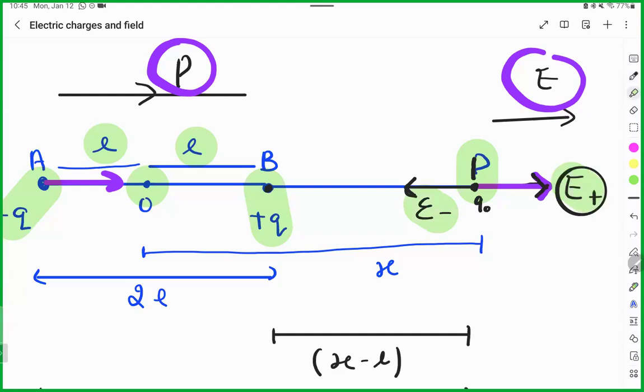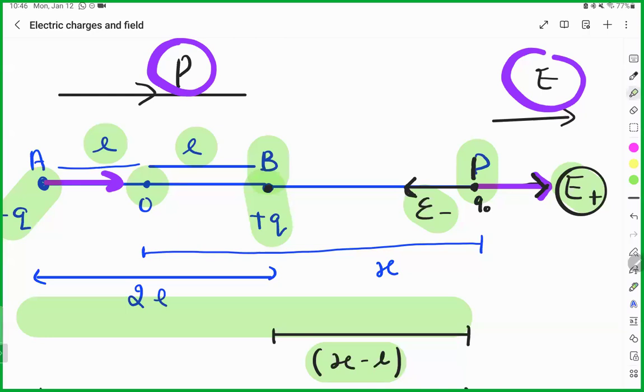Okay. So if you calculate the electric field because of point B, what will you do? You will take charge plus Q and distance x minus L. Why? Because you will consider only this distance. If you calculate because of A, then you will take x plus L, because that is the total distance from here to here. Make sense, guys? X plus L is the total distance if you calculate the electric field because of A.